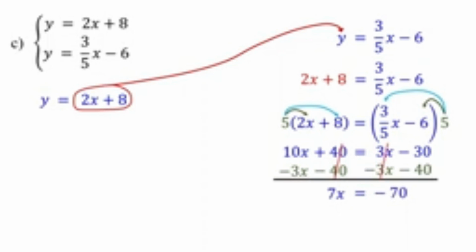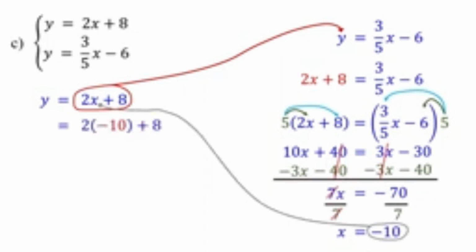Now to isolate x, divide both sides by 7. And you get x equals negative 10. Next, plug in this value of x into the first equation to find the value of y. 2 times negative 10 is negative 20. Negative 20 plus 8 is equal to negative 12. Therefore, the solution to this example is (negative 10, negative 12).